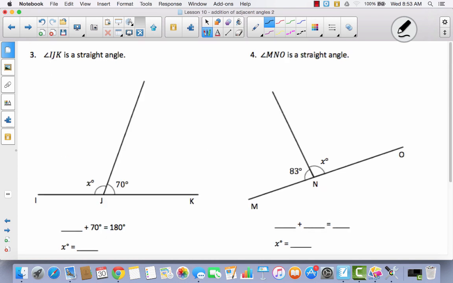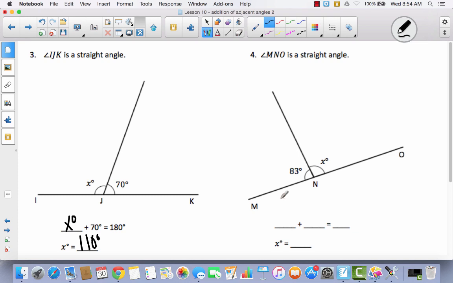All right, let's try another one. So this one tells us that it's a straight angle. So instead of equaling 90 degrees like a right angle, these two angles equal 180 degrees. So I know that x plus 70 equals 180 degrees. So if I take 180 degrees and I subtract 70, that would equal 110 degrees.